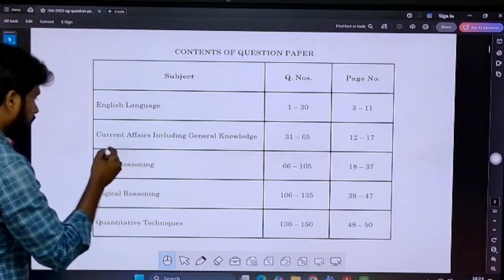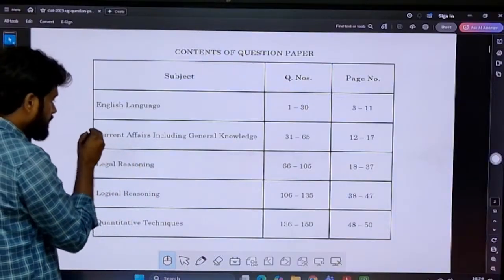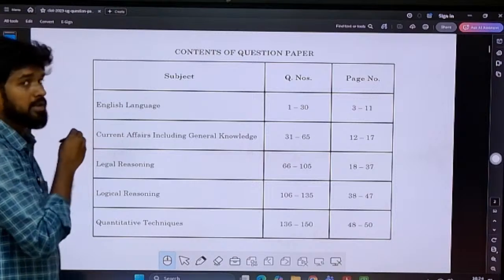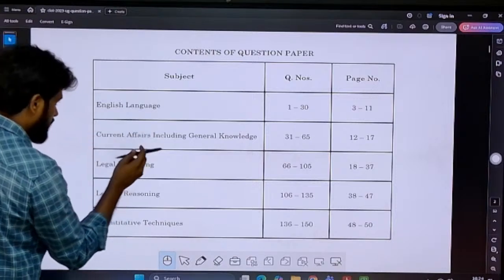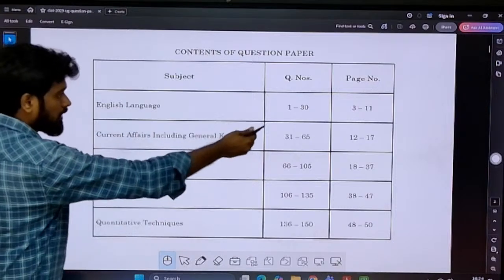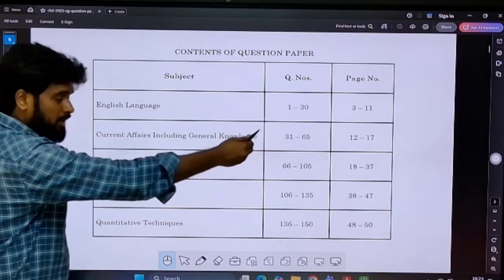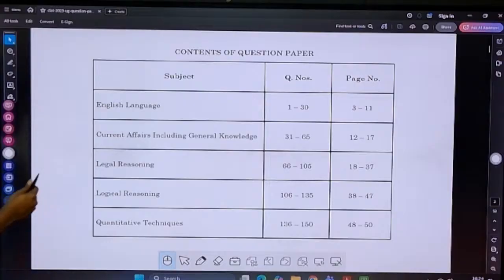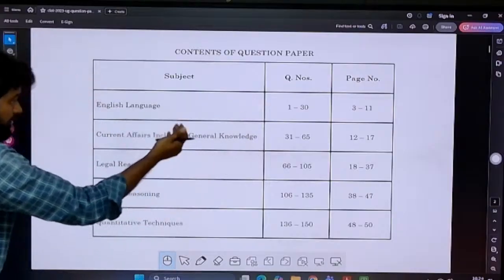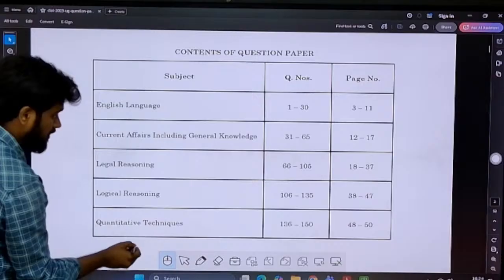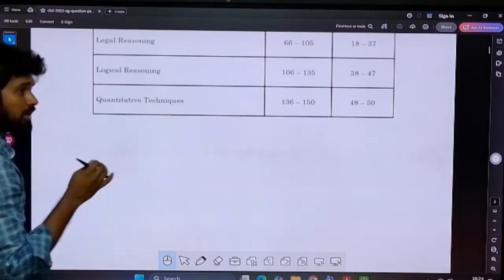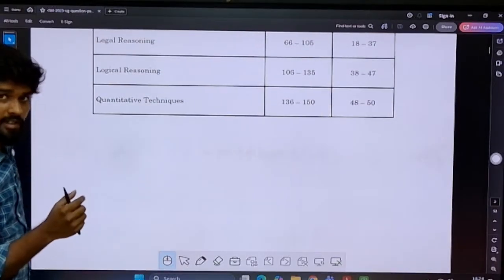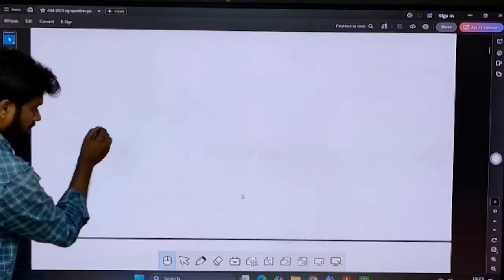Now, with respect to current affairs, it is in part 2, or section B. If you see the questions from 31 to 65, they are all questions with respect to current affairs. They are very important. Now, let us see the nature of questions, how they ask, and in what model they usually ask in the CLAT examination.